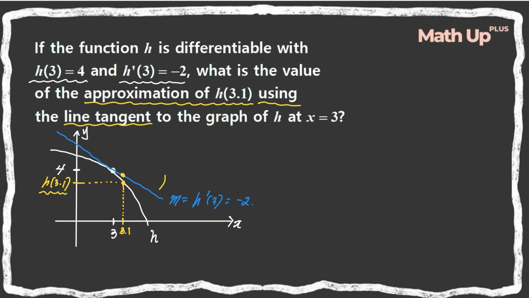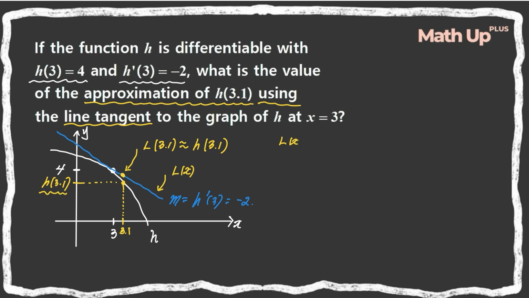Let's say this line is L of x. Then the function value of this approximation would be equal to L of 3.1, and that is very close to h of 3.1. Okay, the first thing we have to do is find the equation of the tangent line.